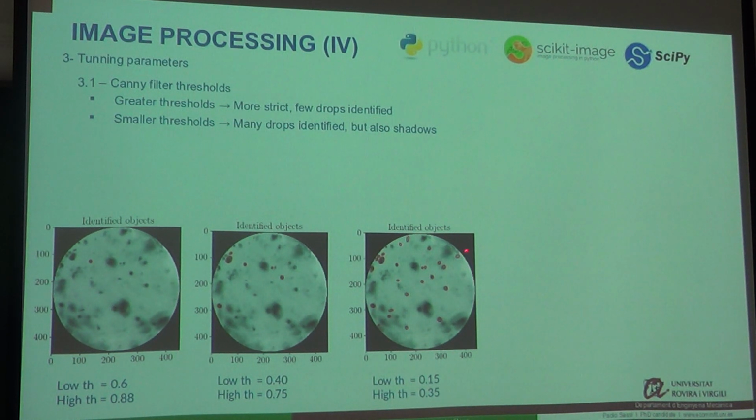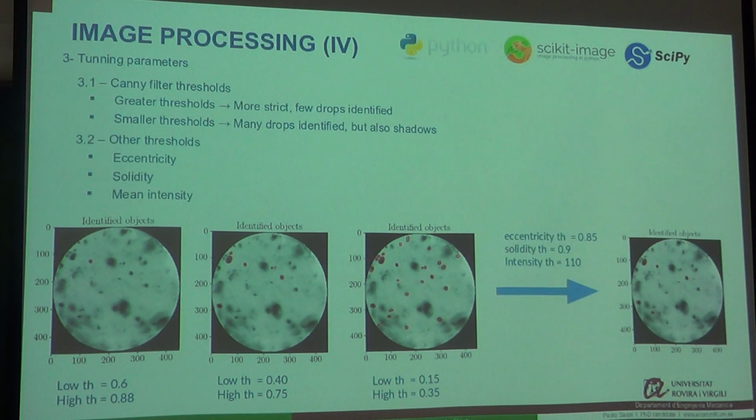So the idea was to select low thresholds, but then apply some more parameters. For example, looking at the eccentricity of the objects. For instance, if we get a filament, which sometimes we have, it's not a drop, so by the eccentricity we say this is not a drop. The solidity, the same if it has a lot of concave parts, and also the mean intensity. In this example, here it would be a drop detected, but here you say no, look, this is not enough intensity. It's too bright to be a drop.